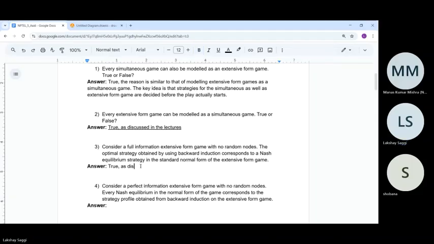This was also discussed in the lectures, that backward induction will correspond to a Nash equilibrium.